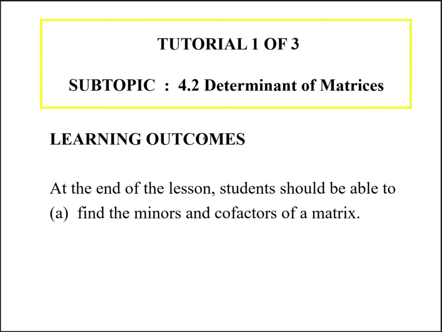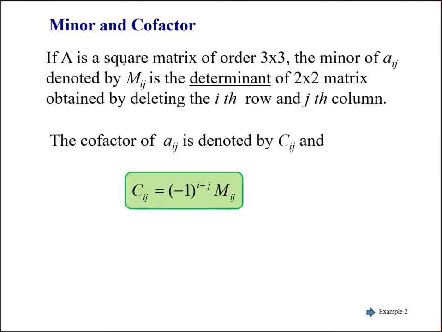Hi, in this video, we will be talking about finding the minors and cofactors of a matrix. What is a minor? Minor is when we have a square matrix of the order 3 by 3. The minor is denoted as capital M with the subscript of the row for I and the column as subscript J. To find a minor, it is just the determinant of a 2 by 2 matrix.